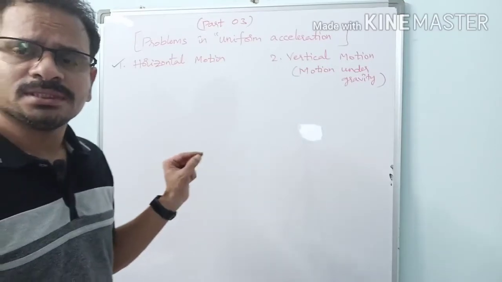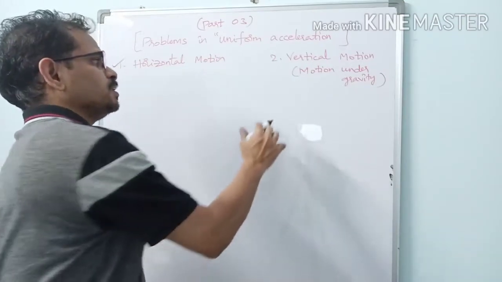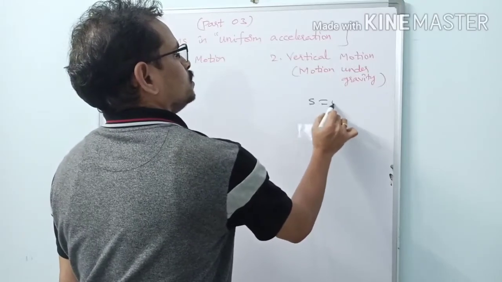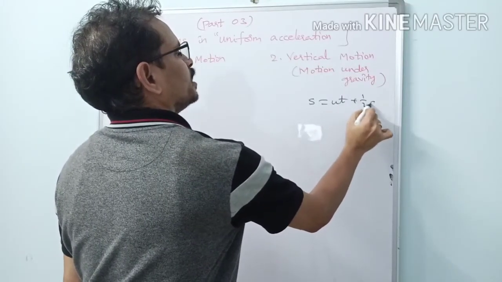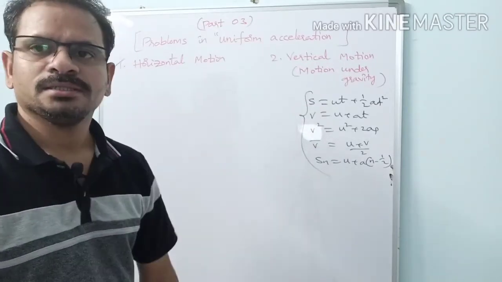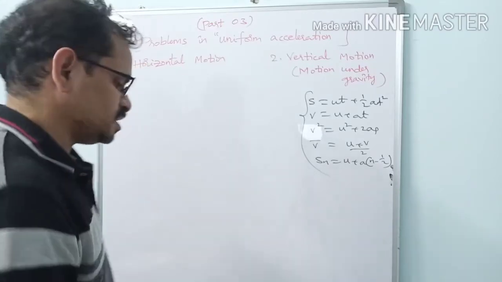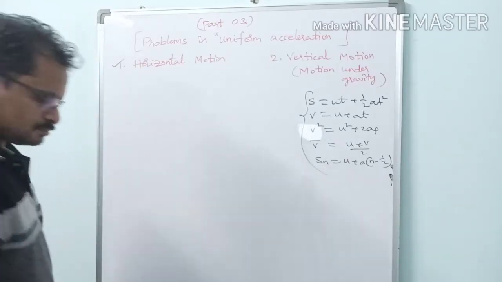To solve these problems, what are the kinematic equations we are going to use? S equal to ut plus half at square. So we are going to use these equations for bodies moving under constant acceleration. Let us do the first one.